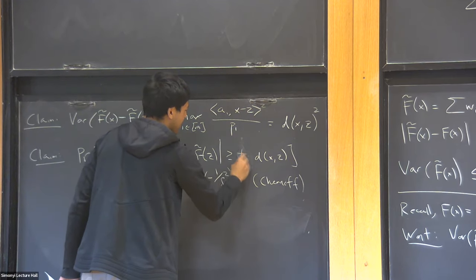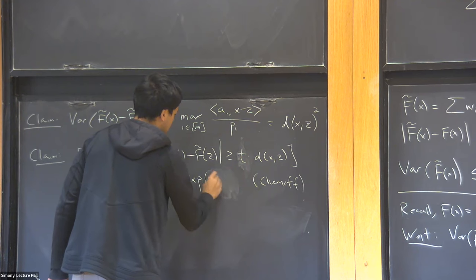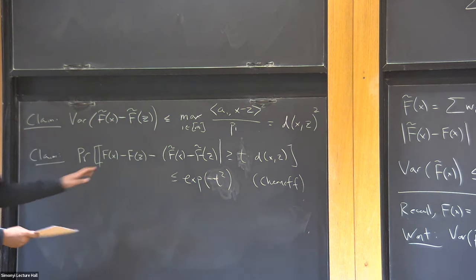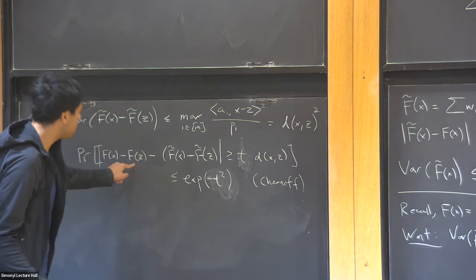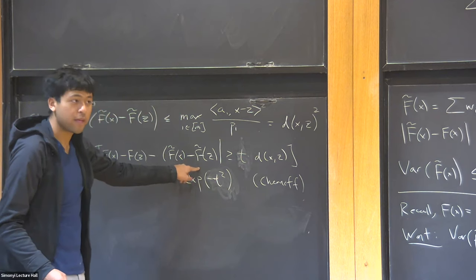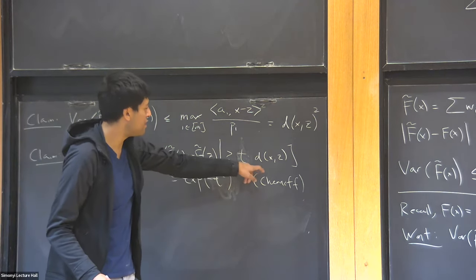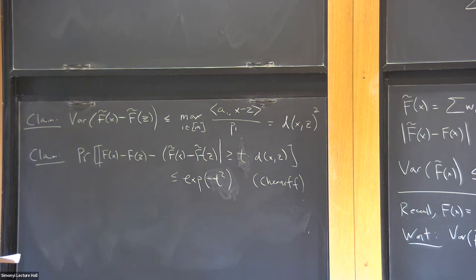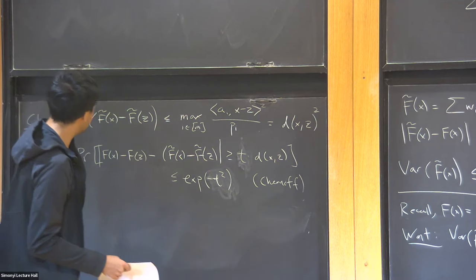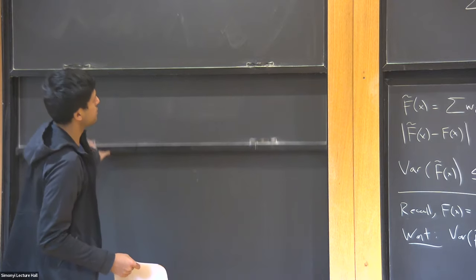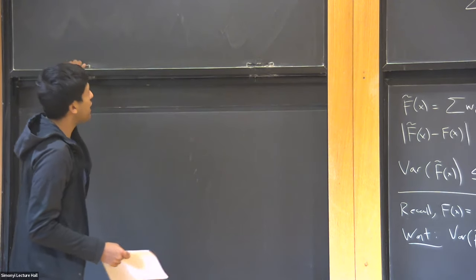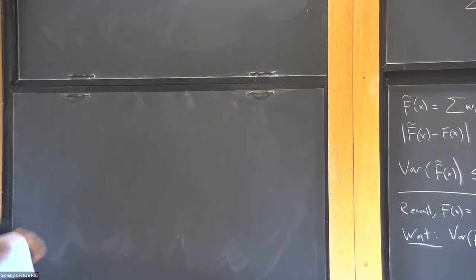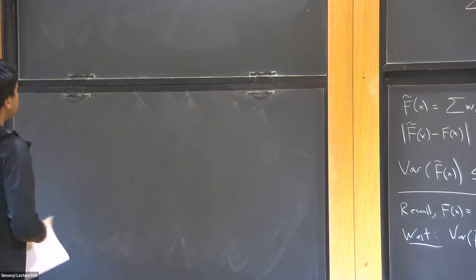E to the minus t squared. That's better. So this is saying that the probability that this difference differs from my expected value by more than this distance, which is the variance, is at most exponential in minus t squared. This is basically a Chernoff bound. So let me just put these up. Now that we have this, we're in position to set up how you do a union bound over multiple levels, which is the next goal.